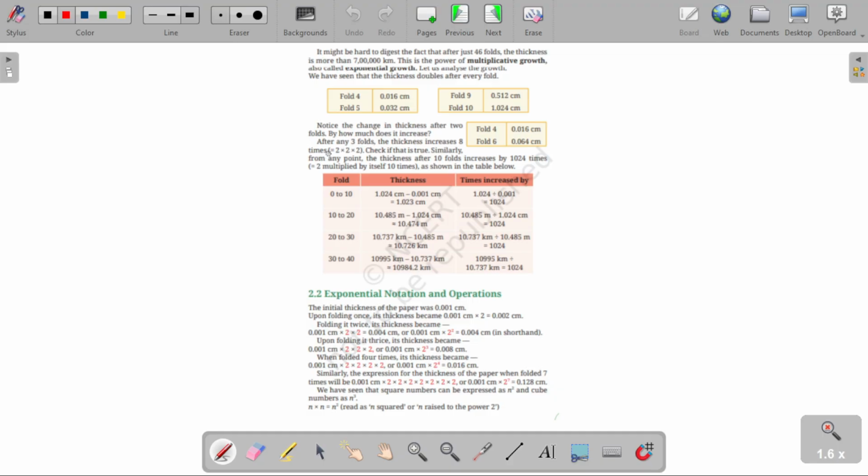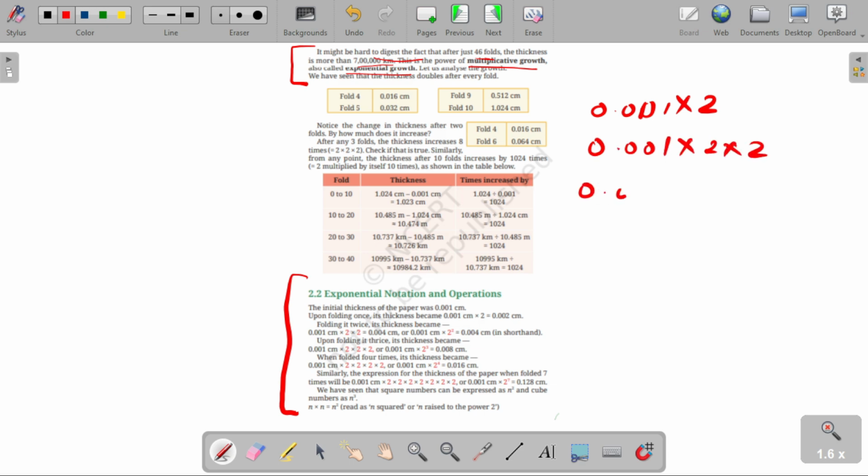I want to tell you a very important thing. They have literally written that it is hard to digest the fact that the 46th fold of thickness is more than 7 lakh kilometers. And this is the power of multiplicative growth, and that is called exponential growth, right? So I want to lead you to the main topic now with the help of this example. As you have seen, we are multiplying 0.001 with 2 and doubling this process, and the next fold leads us to another doubling, right?